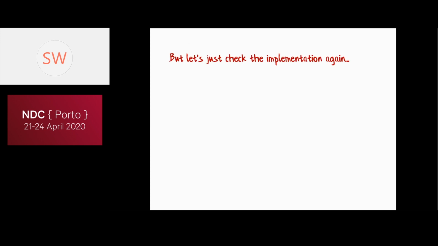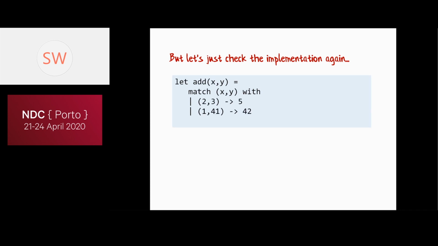So let me just check the implementation though, just to be sure. So this is the implementation. If the input is 2 and 3, the answer is 5. And if the input is 1 and 41, the answer is 42. And in all other cases, the answer is 4.